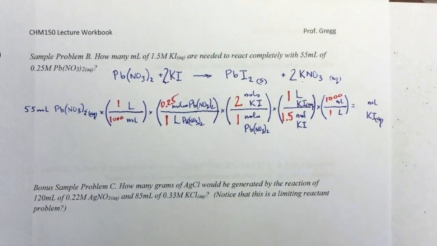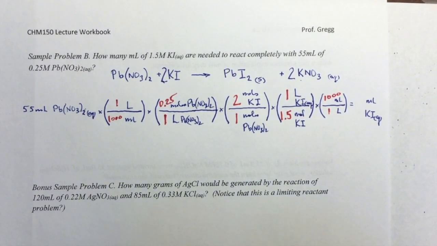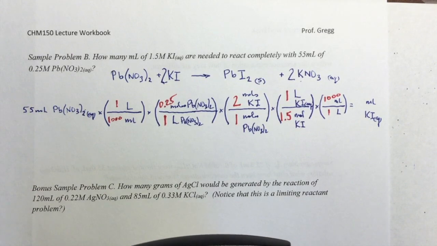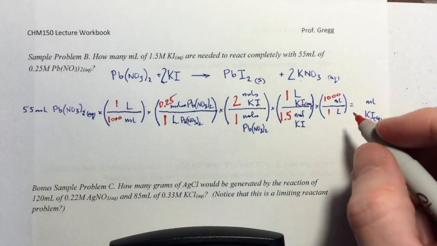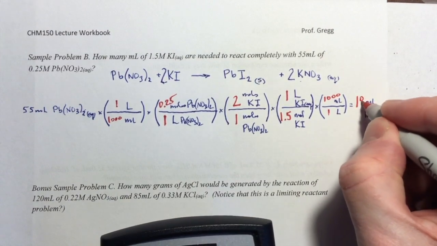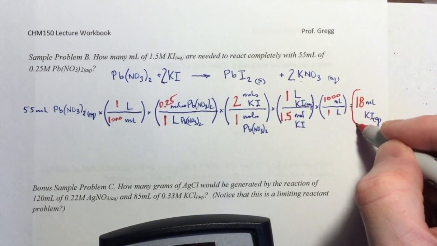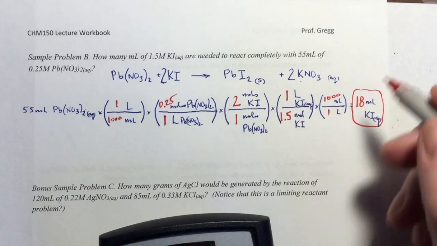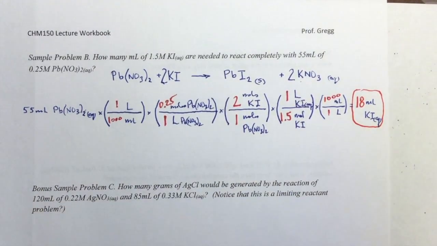And I do this math. And my answer is 18.33, which rounds to 2 significant figures. And it just so happens to be coincidentally 18 milliliters. That happened to be the same answer as my previous problem, but that was just a coincidence. And there we go. We've solved the problem.